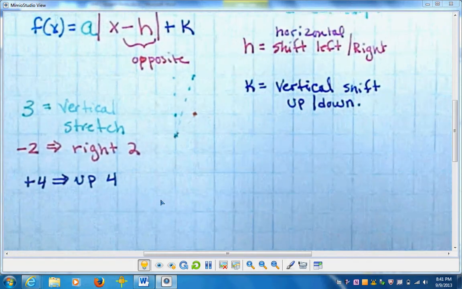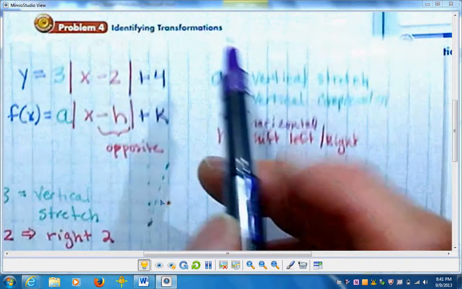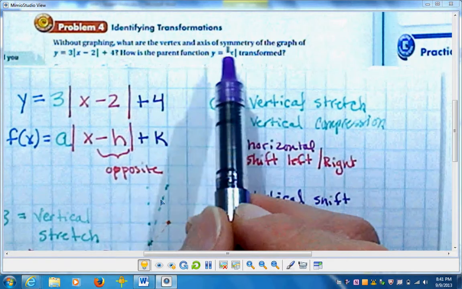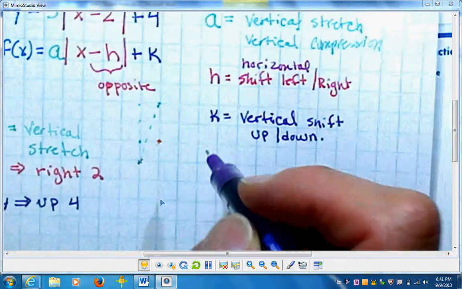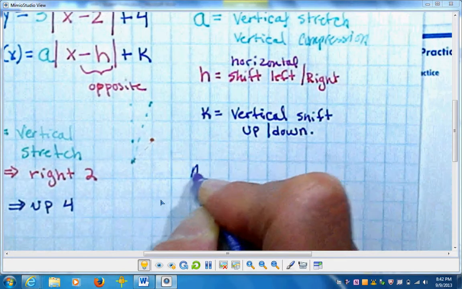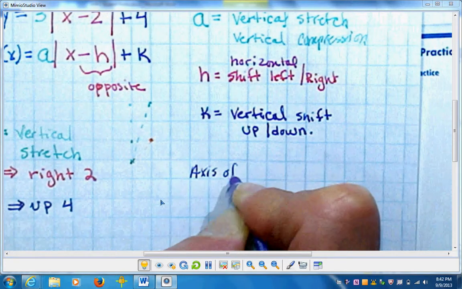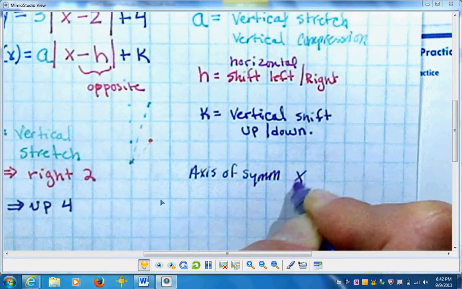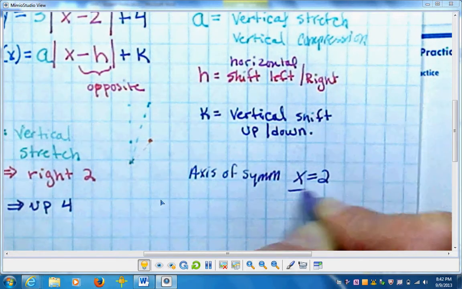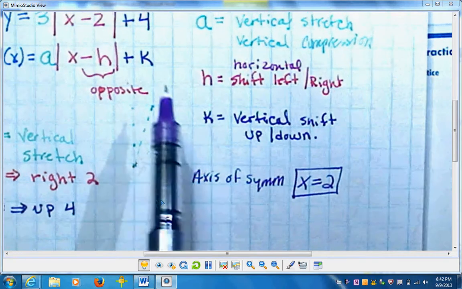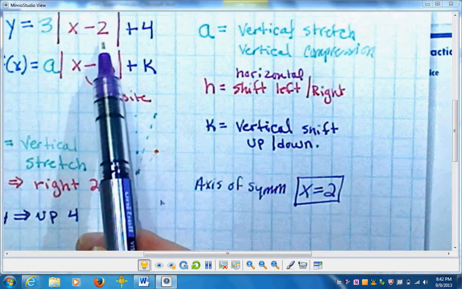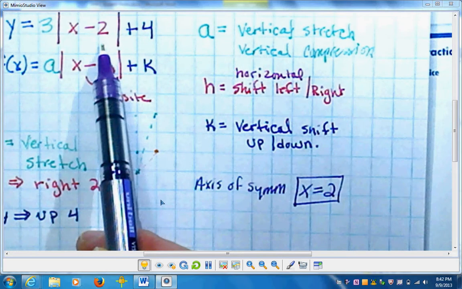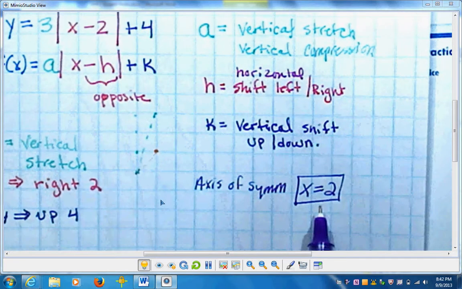So that's what I'm going to write here, because the problem asks for the axis of symmetry. So my axis of symmetry is x equals 2. So we can also get that from right here, the opposite of that. It's my axis of symmetry.